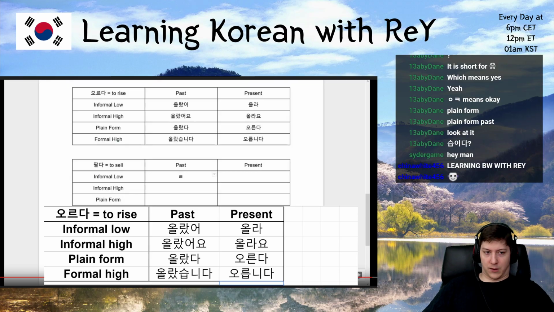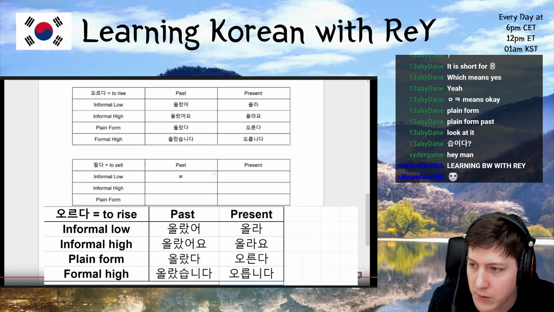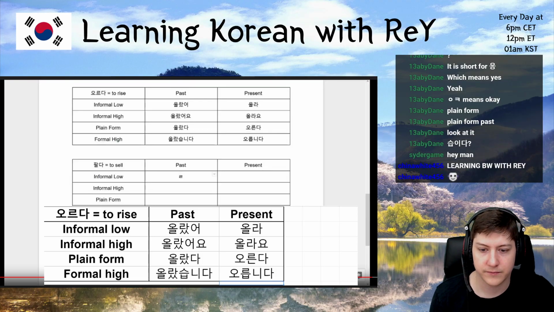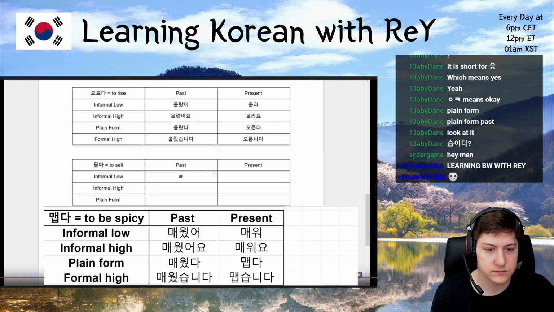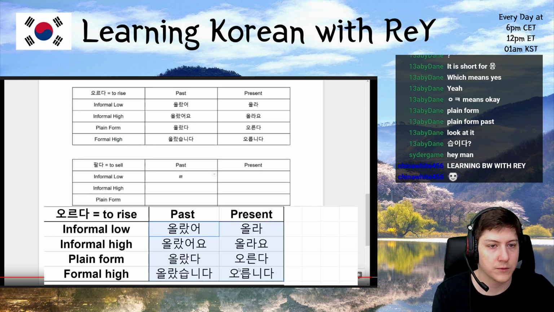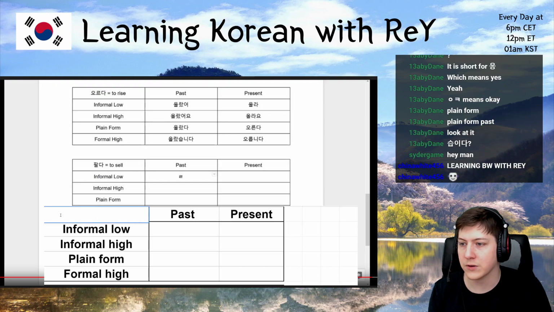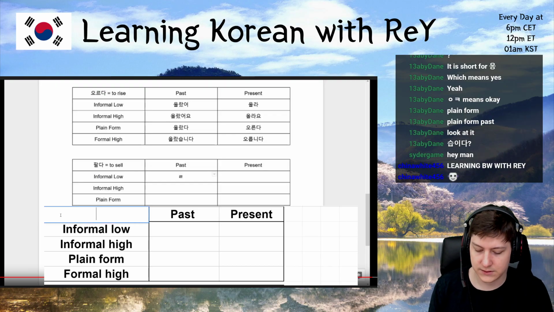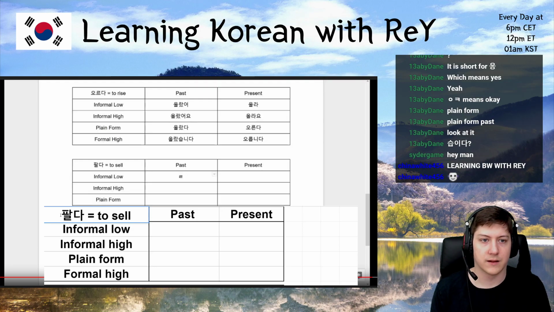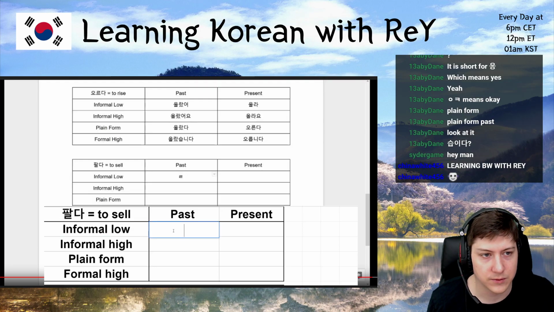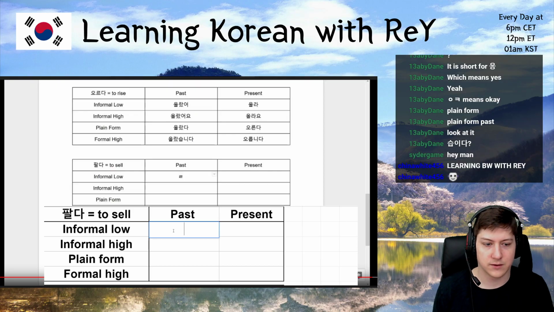Okay, the last one, I think at least. So again, I copy this down, and we remove this one. We remove this one. And the word now is to sell: 팔다. To sell. Okay. Let's do it. Shouldn't be too hard. Let's go.